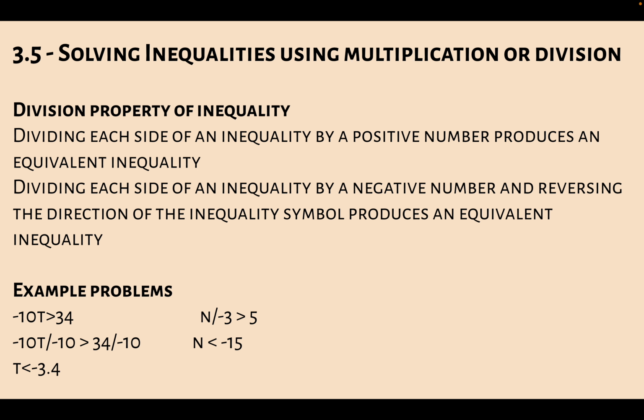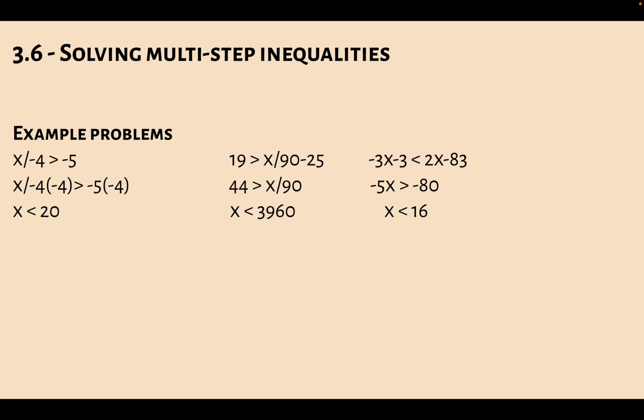Next, we have n over negative 3 is greater than 5. Multiplying by negative 3 on both sides, we get n is less than negative 15. Remember here, we flipped the inequality symbol because we are multiplying by a negative number. Lastly, moving on to section 3.6 on solving multi-step inequalities.